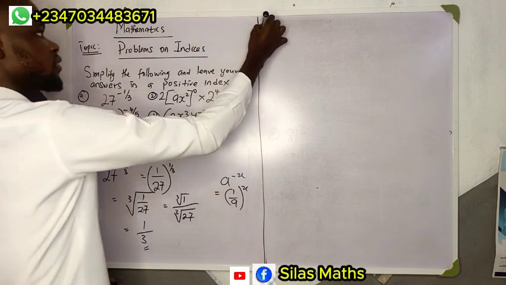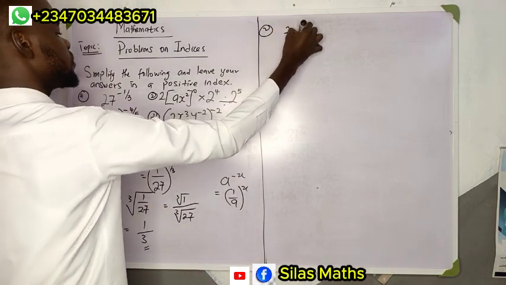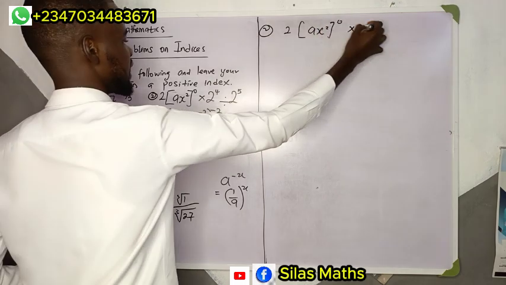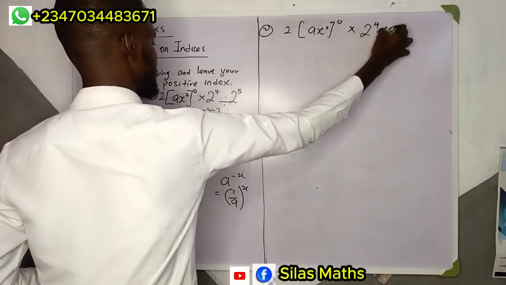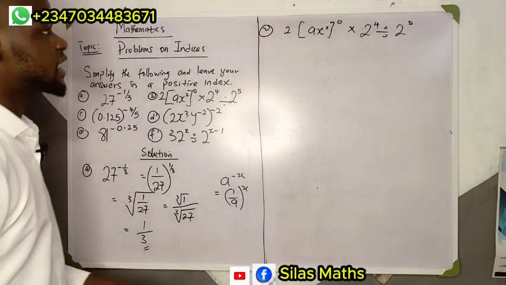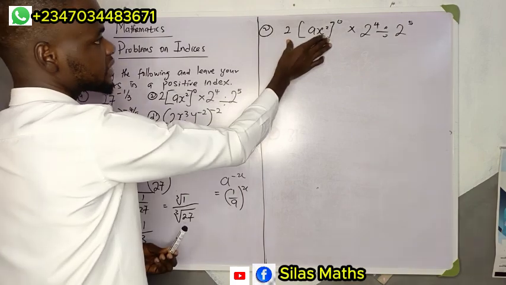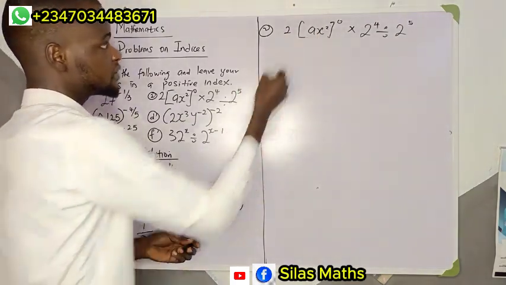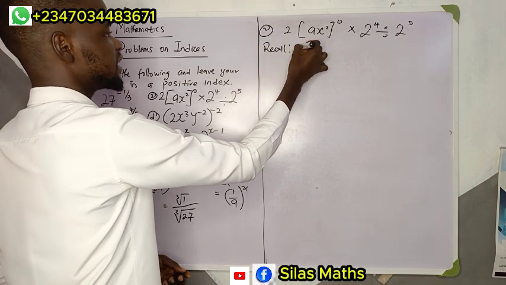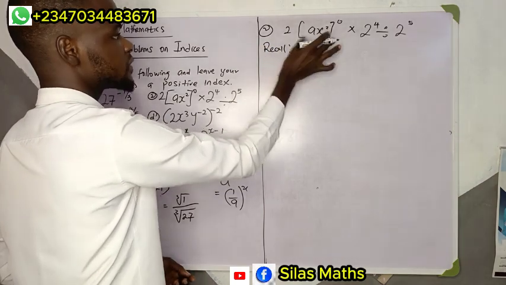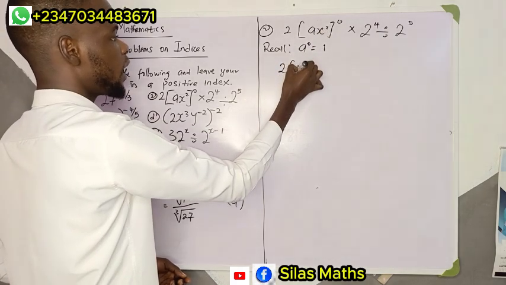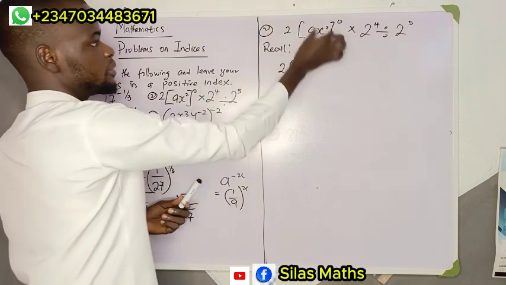Number 2. We have 2 times (ax squared) all to the power of 0, times 2 to the power of 4, divided by 2 to the power of 5. So how do I solve that? We apply the laws we know. Any number raised to the power of 0 gives us 1, so a to the power of 0 is equal to 1. That means this will give me 2 times 1, so everything in the bracket is equal to 1.